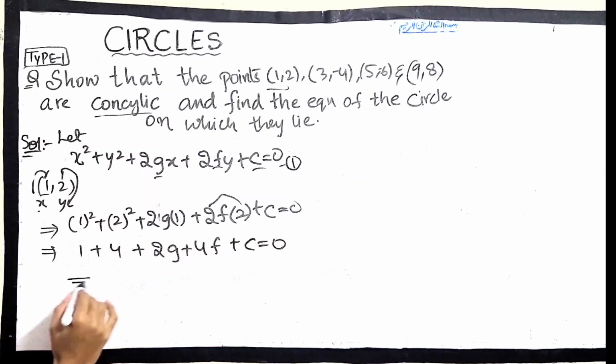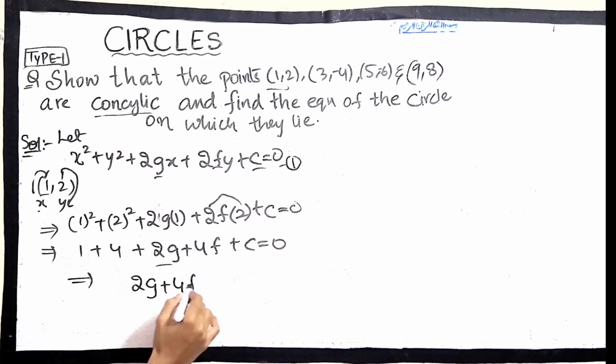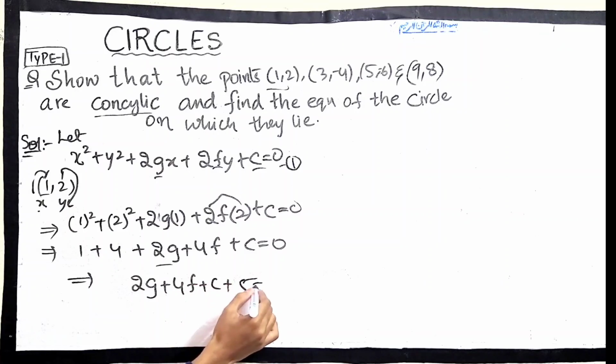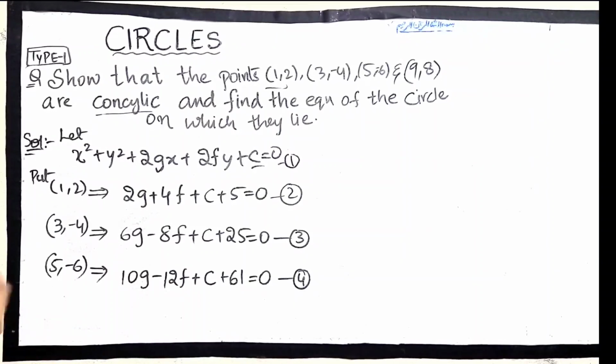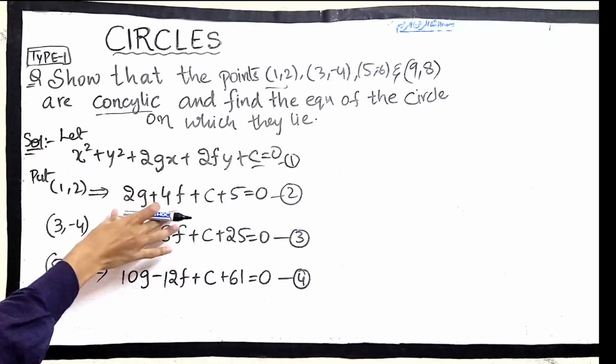Just simplify again, because the constant terms we take to one side: 2g plus 4f plus c plus, what is 4 plus 1? 5, equal to 0. Name this equation as equation 2. Now as we have substituted (1, 2) in equation 1, in the place of x comma y, you will get equation 2.